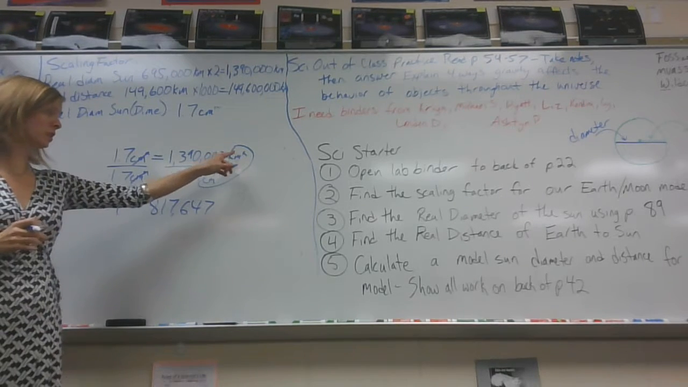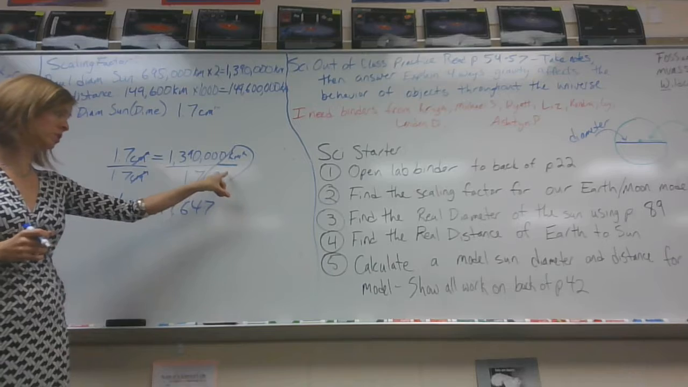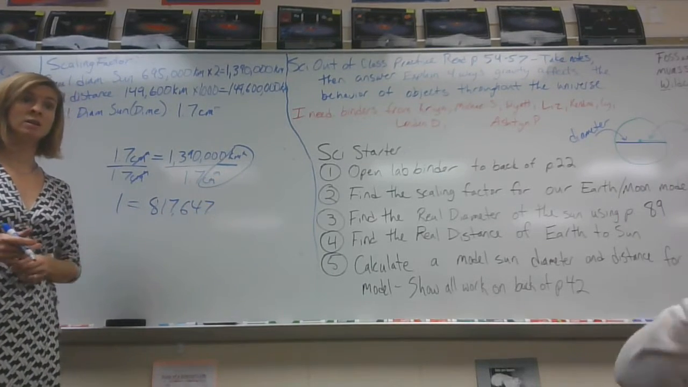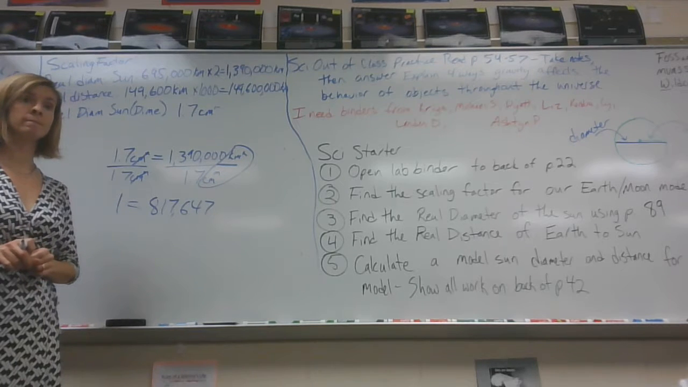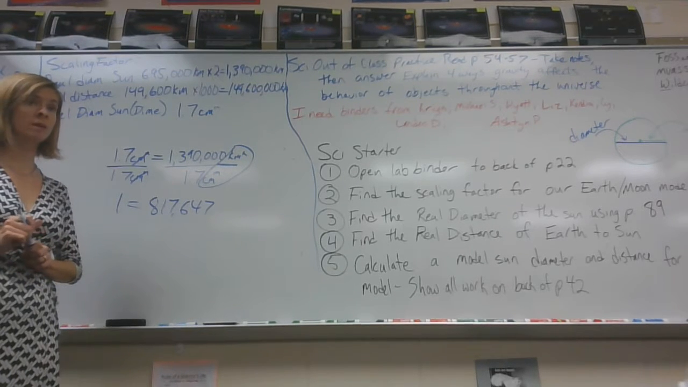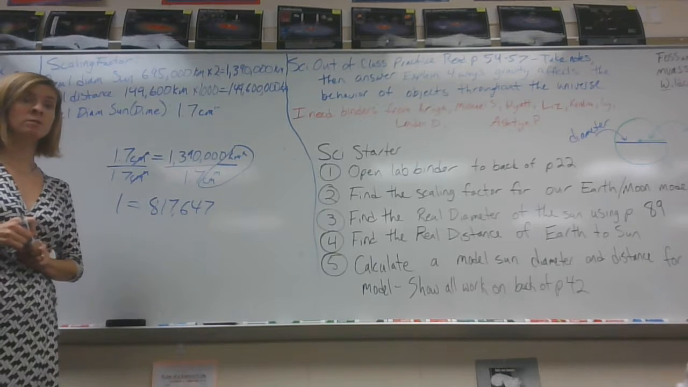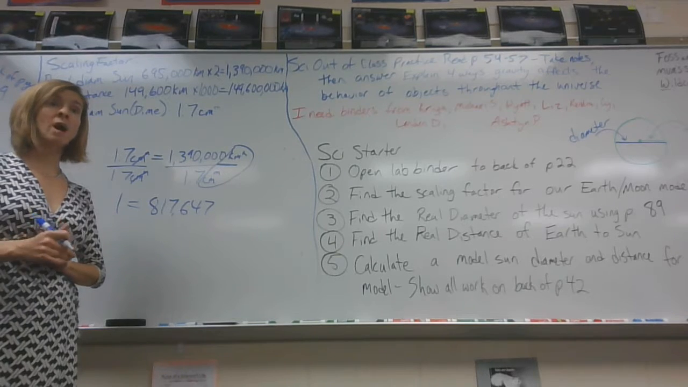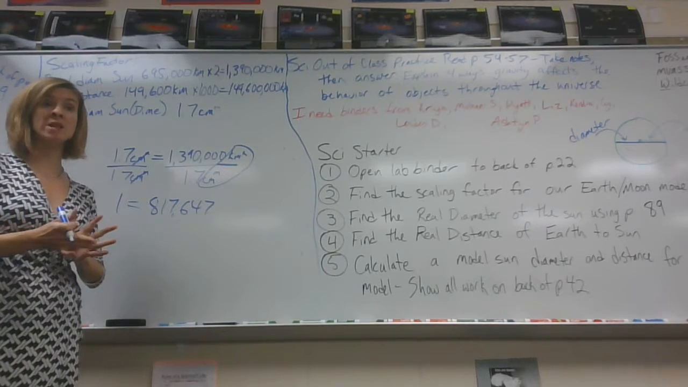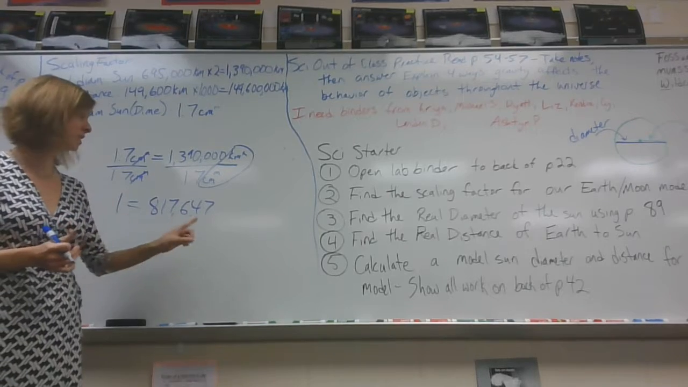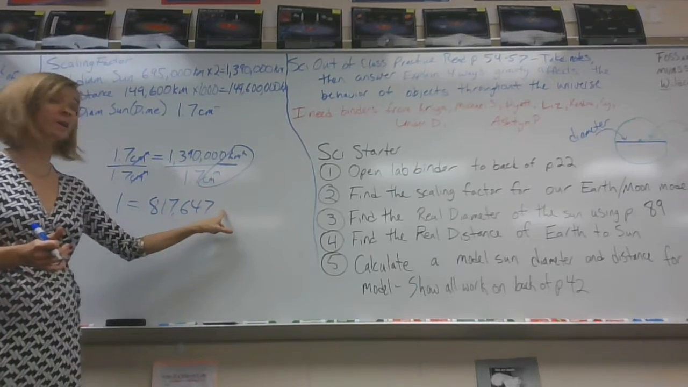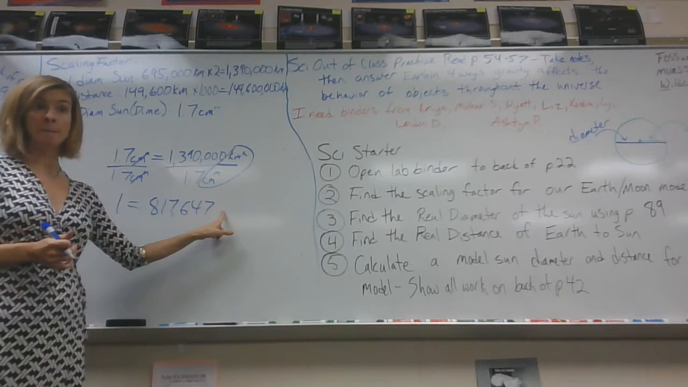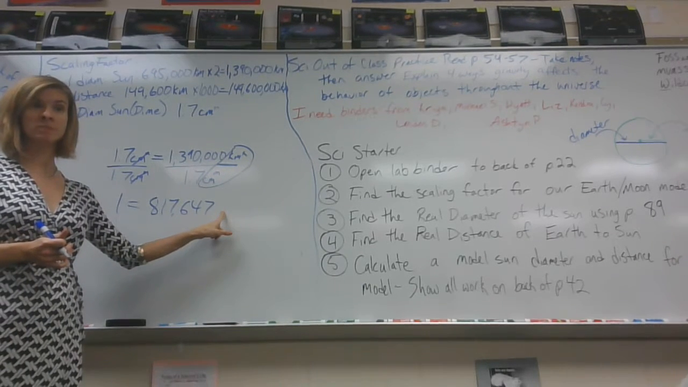If kilometers are still there because they don't cancel out, and centimeters are still there because they don't cancel out, what do our units need to be? Remember, we want to know how many kilometers are represented by 1 centimeter in our model. So our units need to be both of these. How am I going to write it? Kilometers, real, centimeters. What do I put in between them?